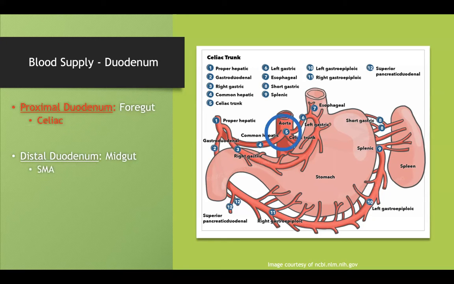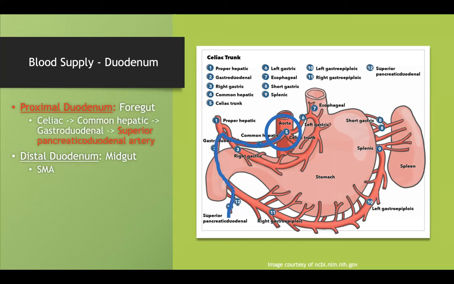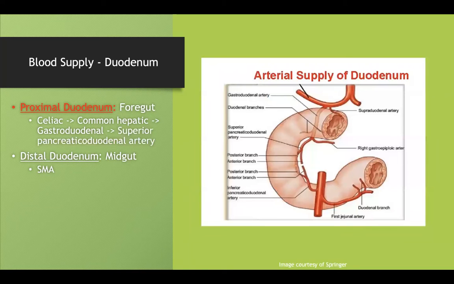We'll start with our celiac artery right here. The blood will flow from the celiac trunk through the common hepatic artery, then the gastroduodenal artery, and finally the superior pancreatico-duodenal artery to supply our proximal duodenum. And I can show that in another picture here. We have our celiac trunk, common hepatic, gastroduodenal, superior pancreatico-duodenal. So that's how the proximal duodenum receives its blood supply. And how about the distal?